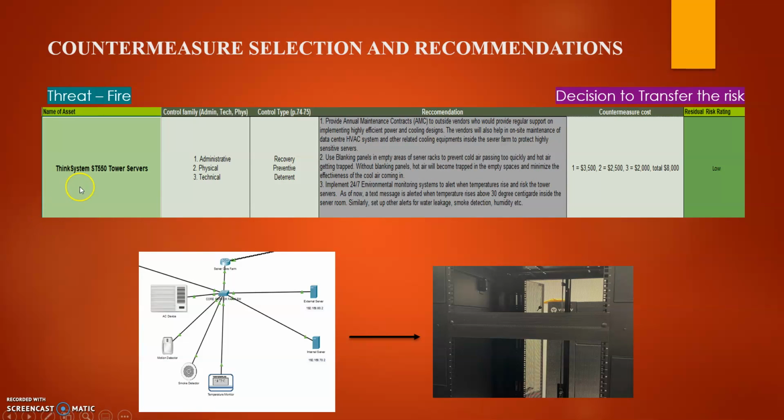The next one is the ThinkSystem Tower servers, which are the facility assets of our organization. The threat identified is fire, and we have decided to transfer this risk. The recommendation is to provide annual maintenance contracts to outside vendors who would help us implement highly efficient power and cooling designs to protect the servers inside our server farm. We can also implement 24/7 environmental monitoring systems to alert when the temperature rises inside the server farm. To deploy these recommendations, the countermeasure cost will be $1,000, and the residual risk rating would be low.